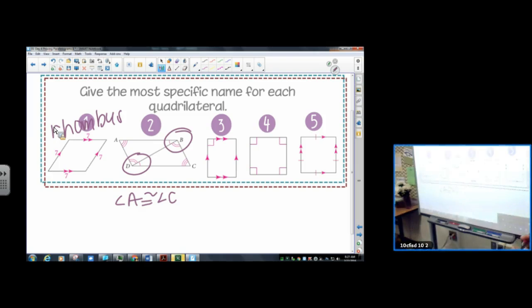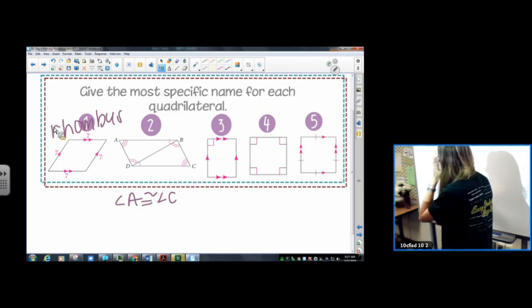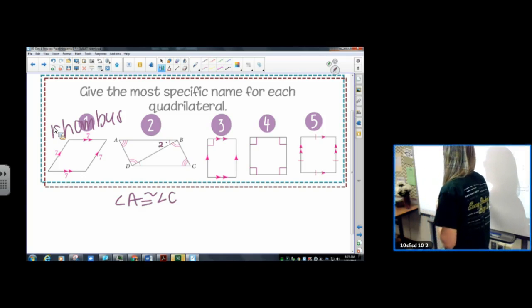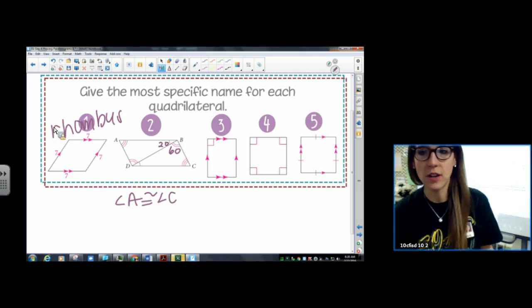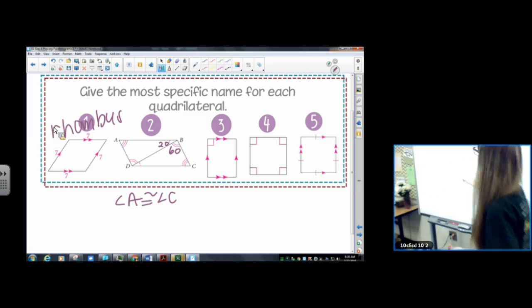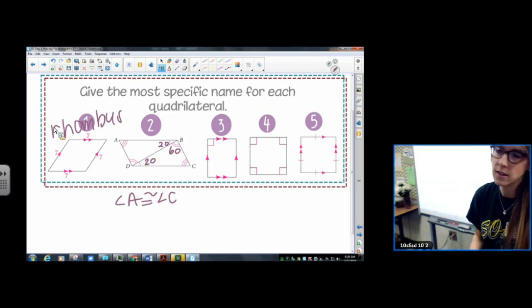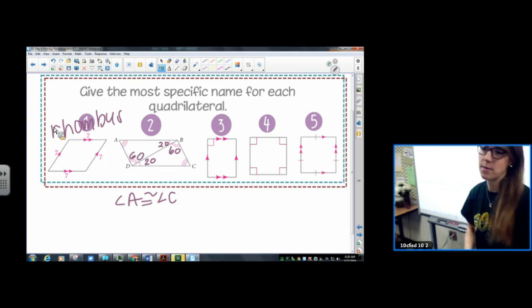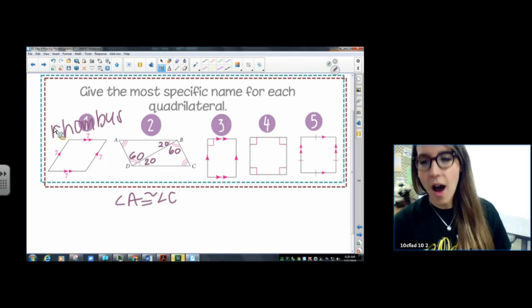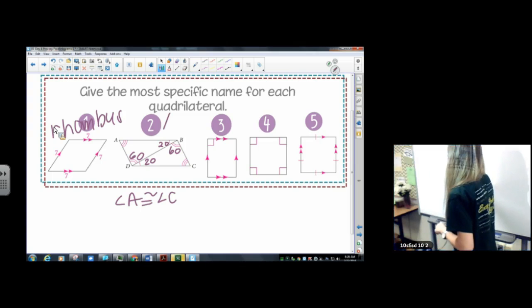But if you are ever in doubt, you can always make up numbers. Let's say that this angle was 20 and this angle was 60. That would be a measure of 80 degrees, right? Well, if this has one arc and it's 20, that has one arc, so it would have to be 20. The other one has a double arc and it's 60, so it would have to be 60. So there we go. Opposite angles are congruent, therefore it is a parallelogram.